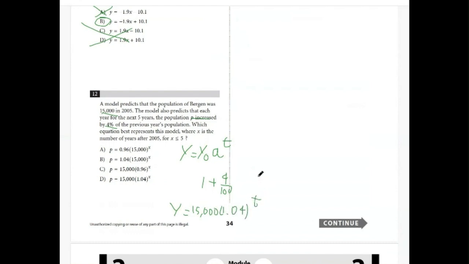So the correct answer choice for 12 is D as in David.